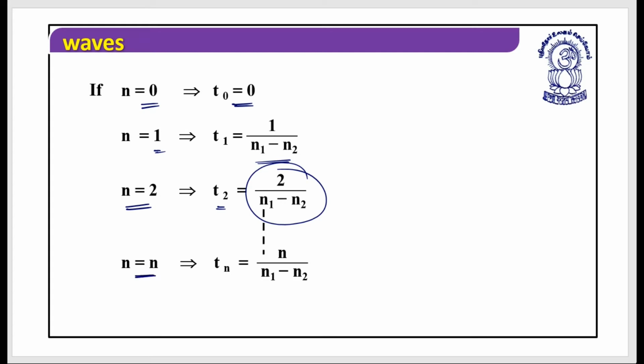So when n equals n, this tn would be equal to n/(n1 − n2). I hope this is clear. Is it clear? Are you sure? Do you have any doubts? Is there anything? No? Great.